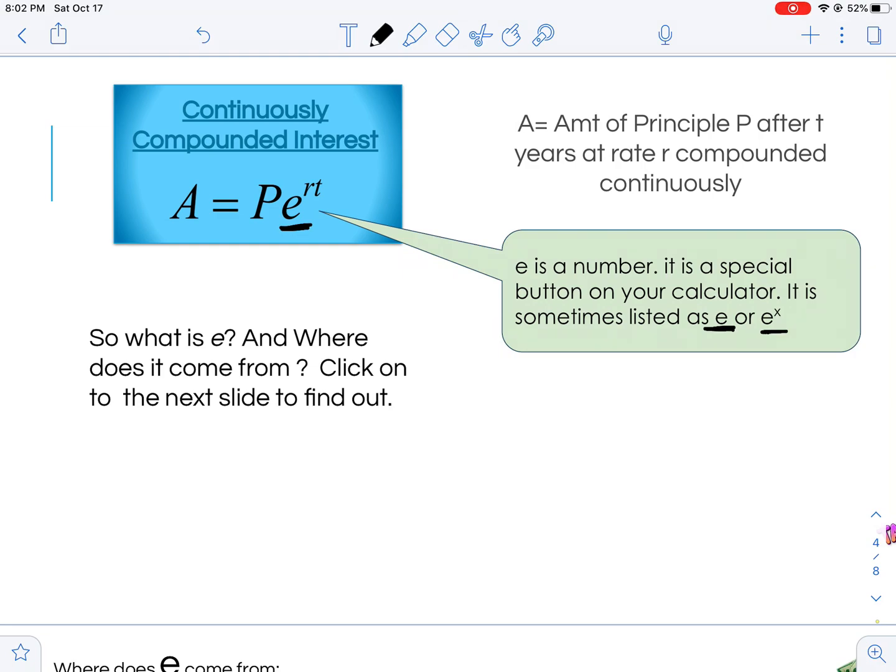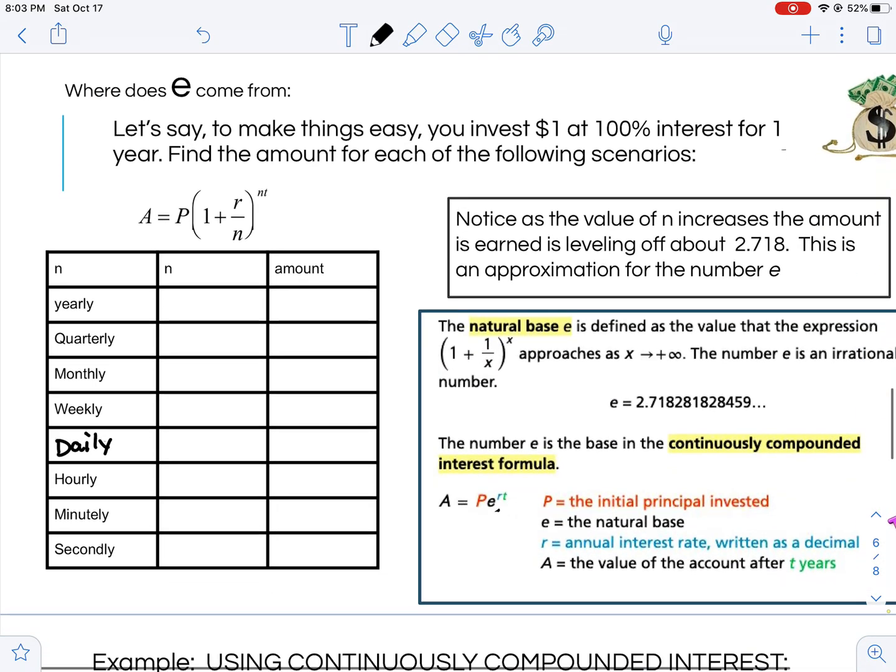And let's go and figure out what is e and where does it come from. So that's what I want to look at today. So the number e, let's make it real simple. Let's say we're going to invest $1 at 100% interest for 1 year. And we're going to go through these values of n, because e is kind of tied to that word continuously, where we can't put a finite number on n. It is just increasing and going forever and ever. So we're going to start with that compound interest formula that we learned earlier, and we're just going to see what happens as we increase the value of n, the number of times being compounded.